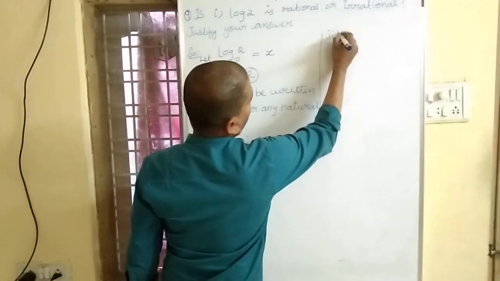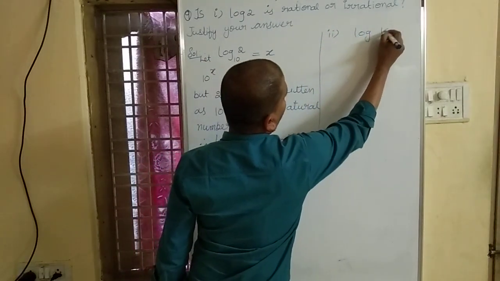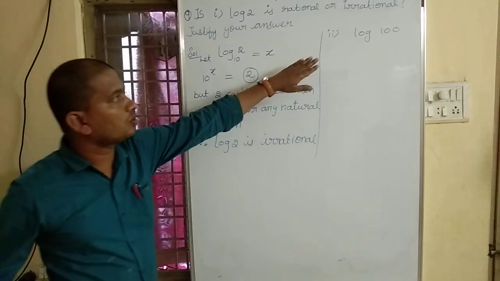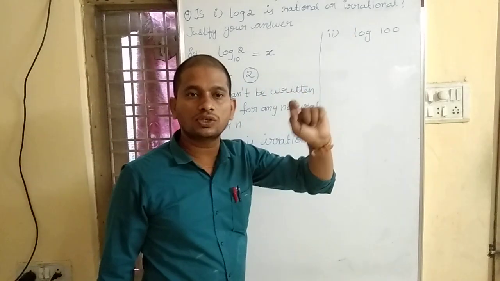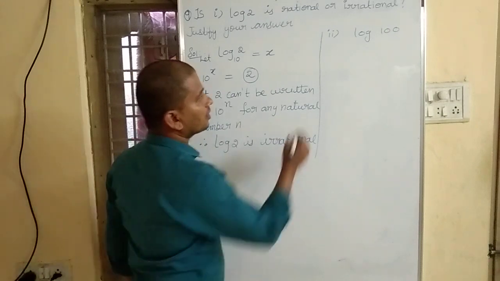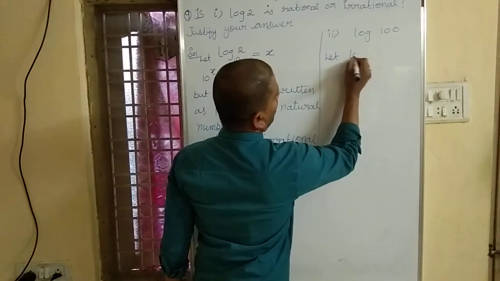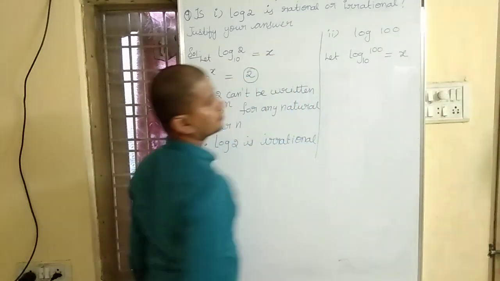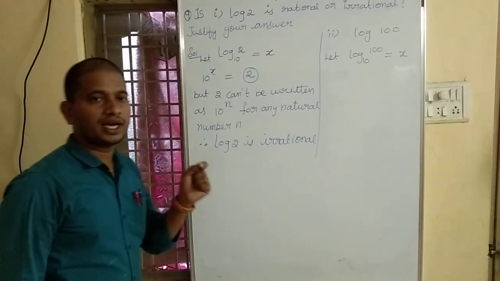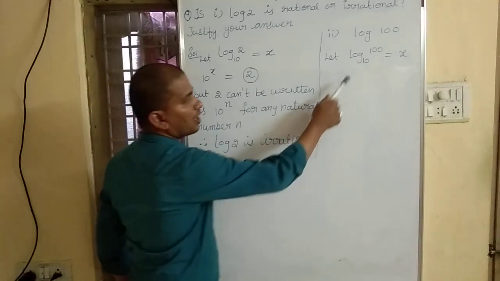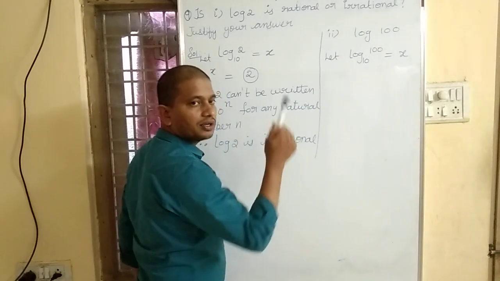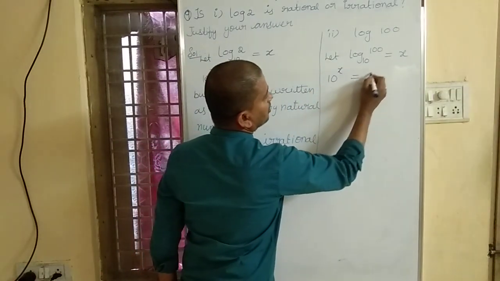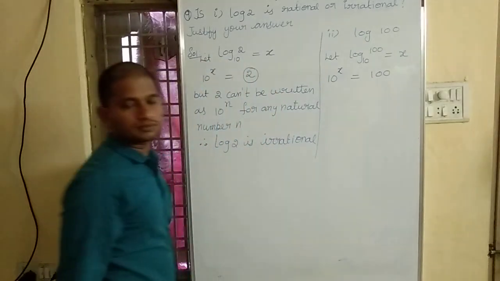Second question is log 100 is rational or irrational? Justify your answer. So once we go with this, you will understand the first question also easily. Okay, again let log 100 to the base 10 is equal to x. Let it be as x. It is in logarithmic form. Convert it into exponential form. 10 to the power x is equal to 100.